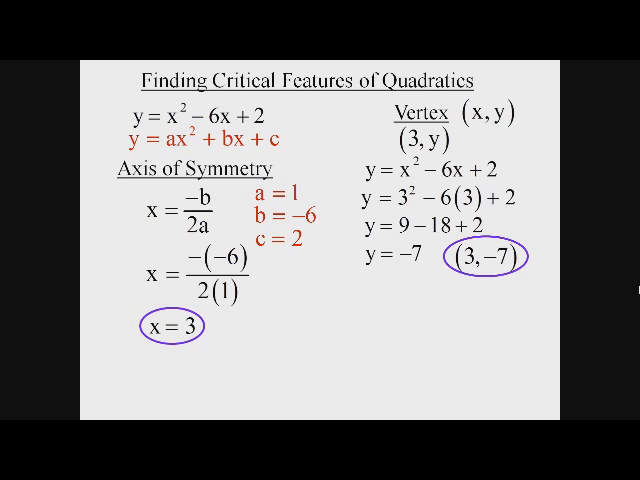Now remember, the vertex is a coordinate point, and it should have parentheses around it: (3, -7). The axis of symmetry is a line. It should be x equals 3, not just 3.